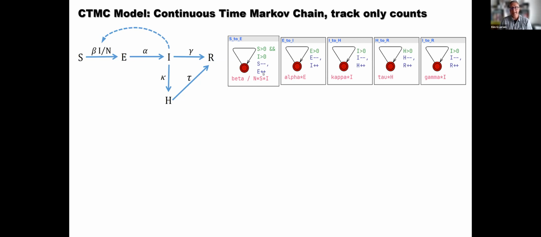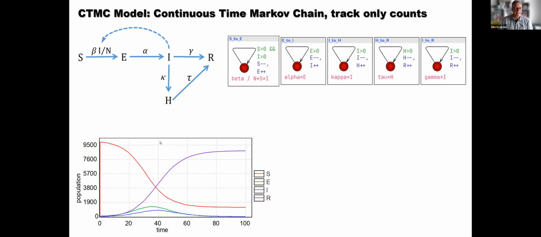It will decrement S and increment E, and this is the rate by which this transition will fire. There's a precondition in that, of course, you need both susceptible and infectious people in order for this to fire. But then again, we can use our statistical model checking engine here to get an idea as to how these different compartments will evolve over time.